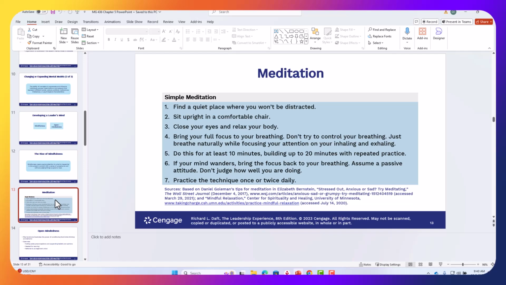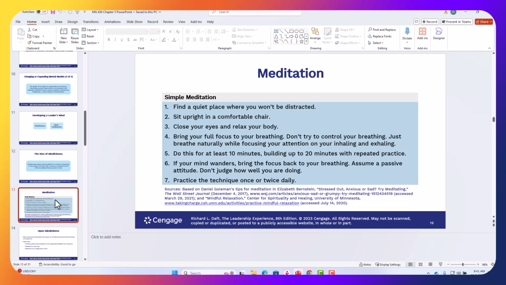Meditation. Simple meditation. This is something that helps a lot of leaders gain perspective and get their focus. Find a quiet place where you won't be distracted. Sit upright in a comfortable chair. Close your eyes and relax your body. Bring your full focus to your breathing. Don't try to control your breathing. Just breathe naturally while focusing your attention on your inhaling and exhaling.